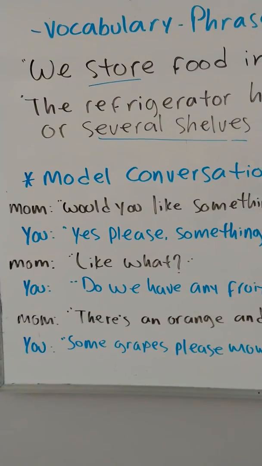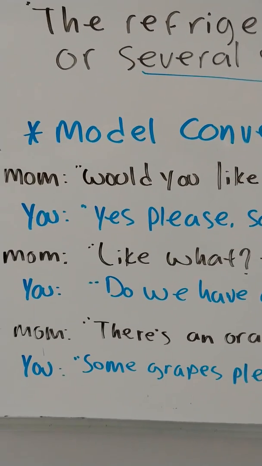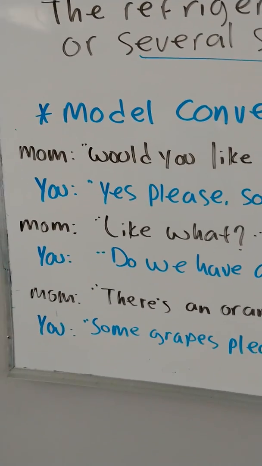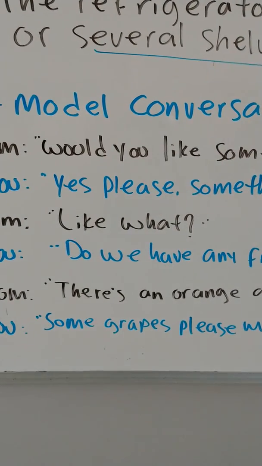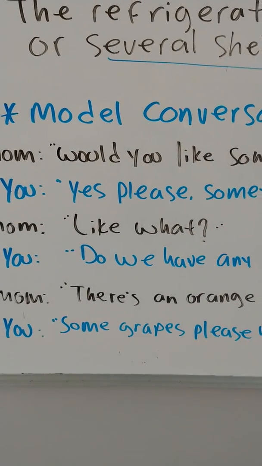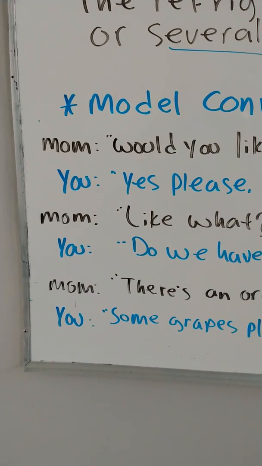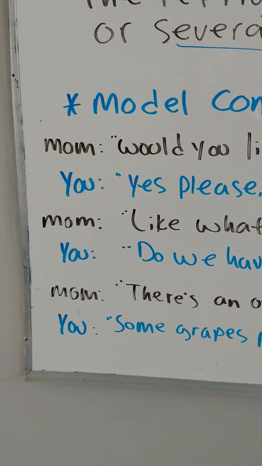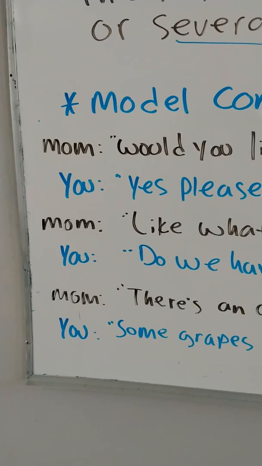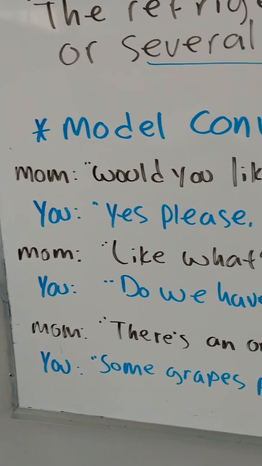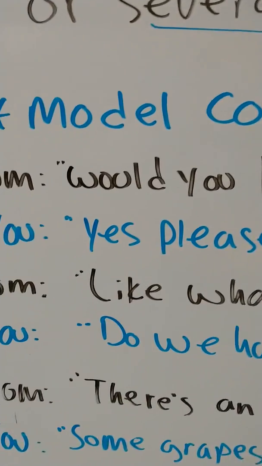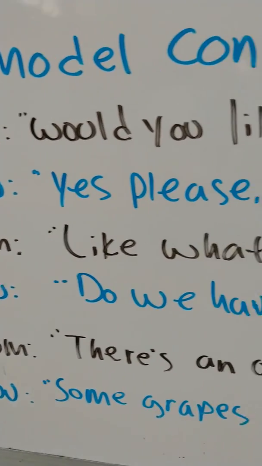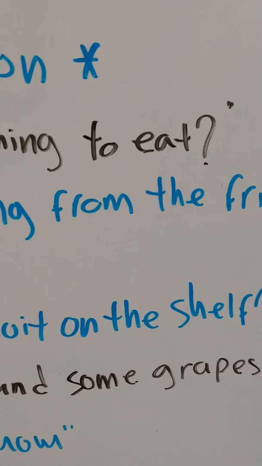Now, the first activity for you to do is check out this conversation. You have a conversation here in session 1 in the first file, in the explanation file. You have a model conversation like this. Let's analyze it real quick. A mom and you. And the mom says, would you like something to eat? Something to eat. And you answer back, yes, please, something from the fridge.